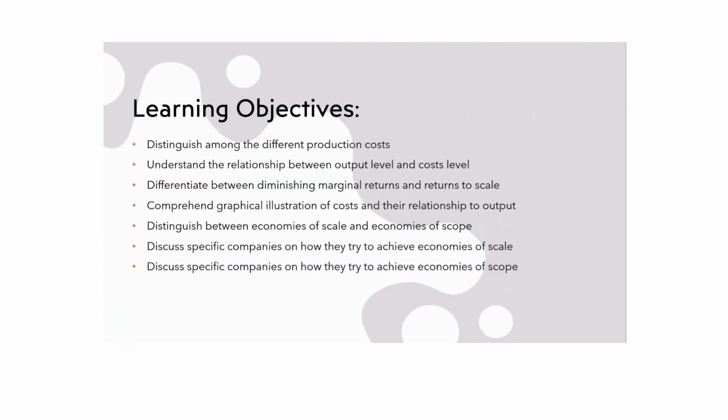The following are the learning objectives that I hope you will be able to achieve, such as to distinguish among the different production costs, to understand the relationship between output level and costs level, differentiate between diminishing marginal returns and returns to scale, to comprehend graphical illustration of costs and their relationship to output, to distinguish between economies of scale and economies of scope, to discuss specific companies on how they try to achieve economies of scale, and to discuss specific companies on how they try to achieve economies of scope.